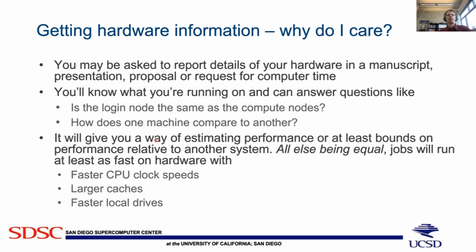It will also give you a way of estimating performance, or get an idea about the performance relative to another system. So to think about it, all else being equal, a job will run at least as fast on hardware with faster clock speeds. That's not always true, but approximately, higher clock speed means your code should run faster, as does larger cache memory and faster local drives. So if you do heavy I/O, like I mentioned before, and now you have faster local drives, then of course your code will run faster. It always depends whether the performance of your code is compute bound, memory bound, or I/O bound.